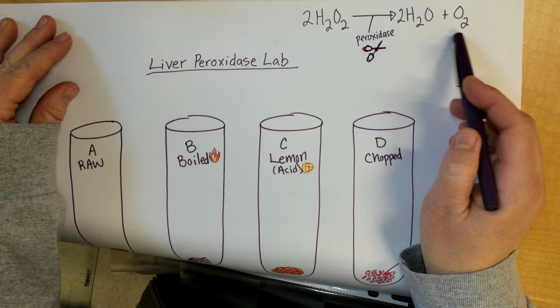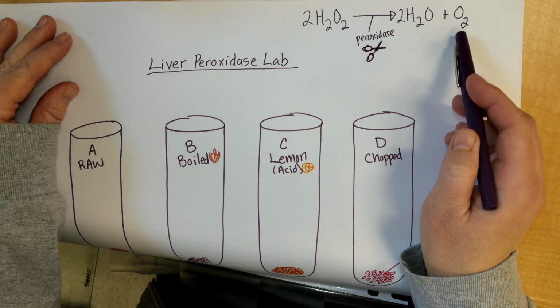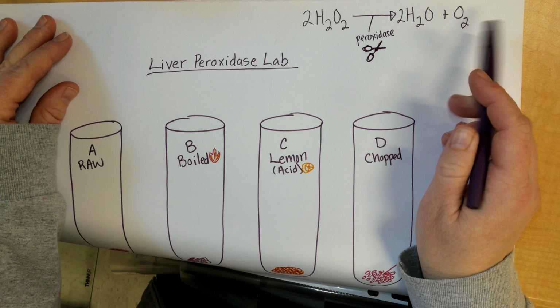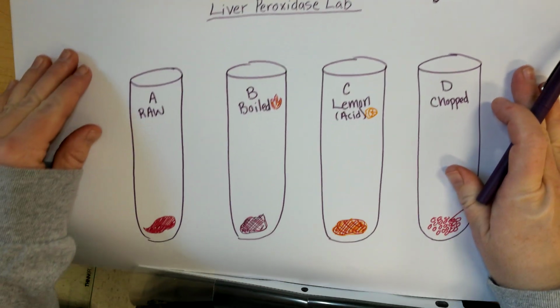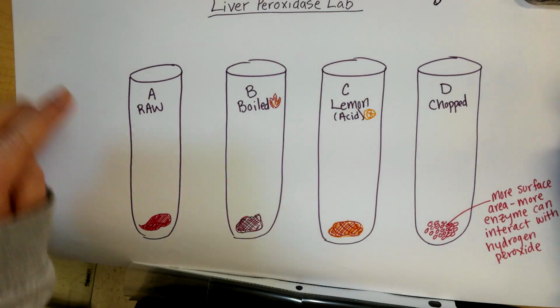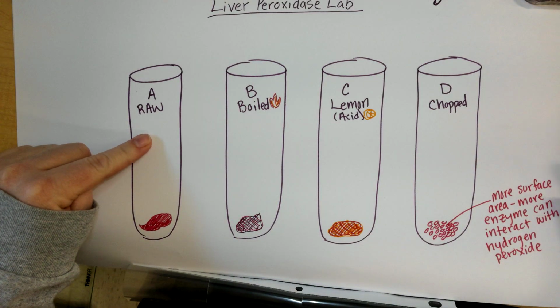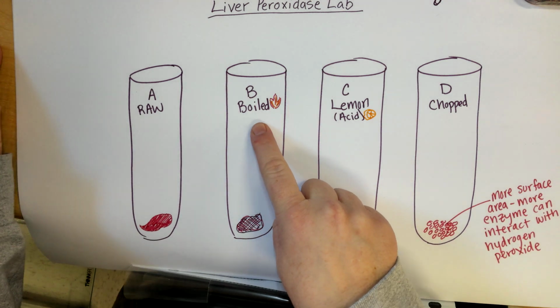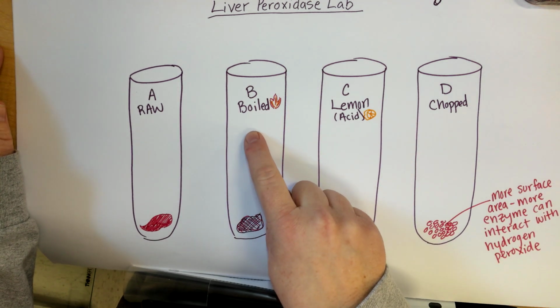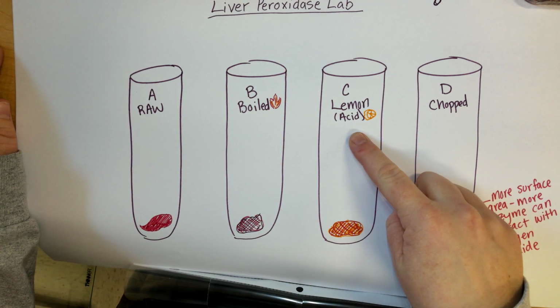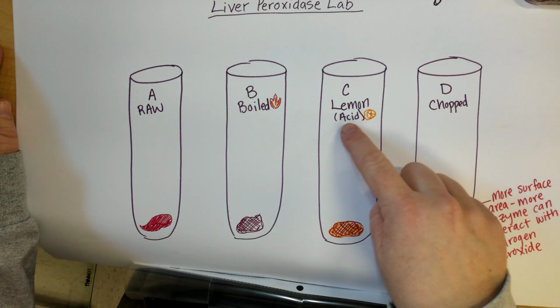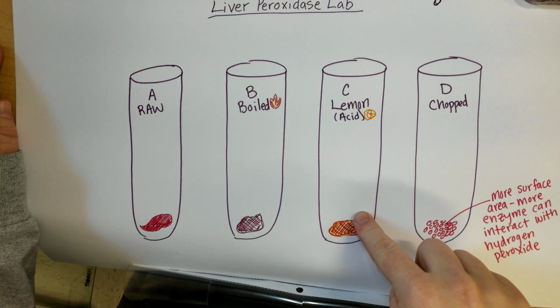We were also checking the height of the reaction because the oxygen gas being produced creates lots of bubbles. Let's take a look at what we saw. So, in test tube 1, we had raw liver. In test tube 2, we had boiled liver, so we boiled the enzyme. In test tube 3, we had lemon liver, which means we added acid to the liver enzyme.